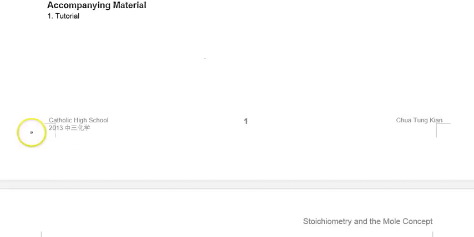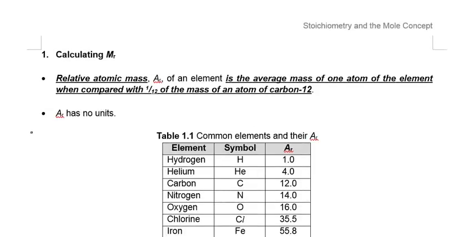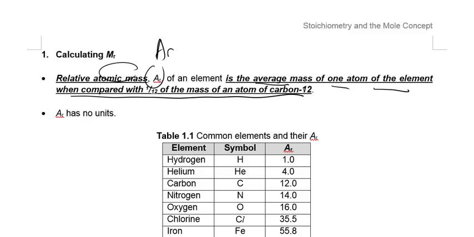So let's start off with learning some of the basics of mole concept first, and we begin with calculating of MR and AR. So relative atomic mass, or AR, represents the average mass of one atom of the element when compared to 1/12 the mass of an atom of carbon 12. So what does this mean? For example, I have the AR of, say, magnesium, 24. This is the mass of magnesium. I divide by 1/12 the mass of carbon, which is actually 1, and I get a value of 24. So this value of 24 is known as the relative atomic mass of magnesium.